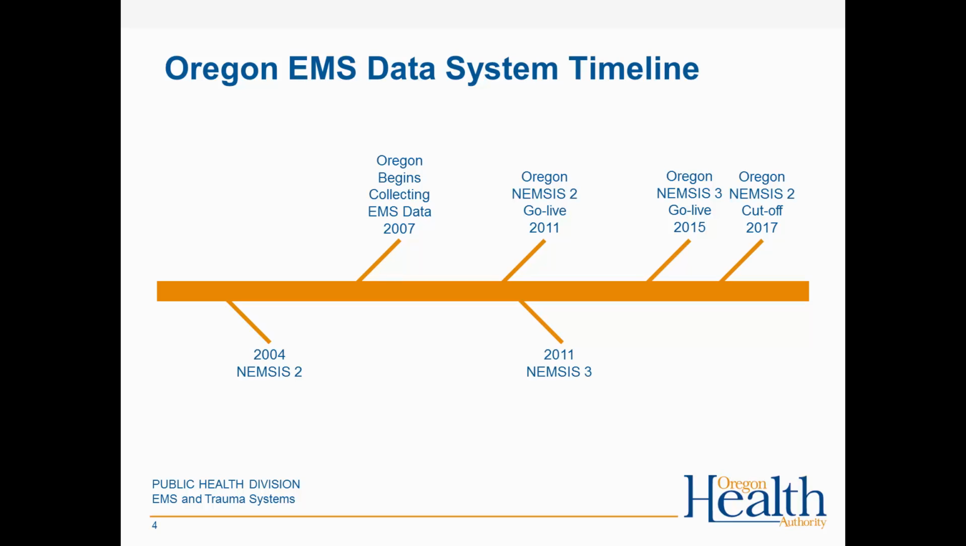Currently, over 80% of Oregon's EMS agencies are submitting data to the Oregon EMS Data System. When you log into the system, you will see patient care reports for patients delivered to your hospital a few minutes ago up to a few years ago. Regardless of which version of the data standard was used by the local EMS agency, you'll see a list of all patients delivered to your hospital in one location. The contents of those patient care reports may look slightly different, depending on whether the agency used the NEMSIS 2 or NEMSIS 3 data standard.